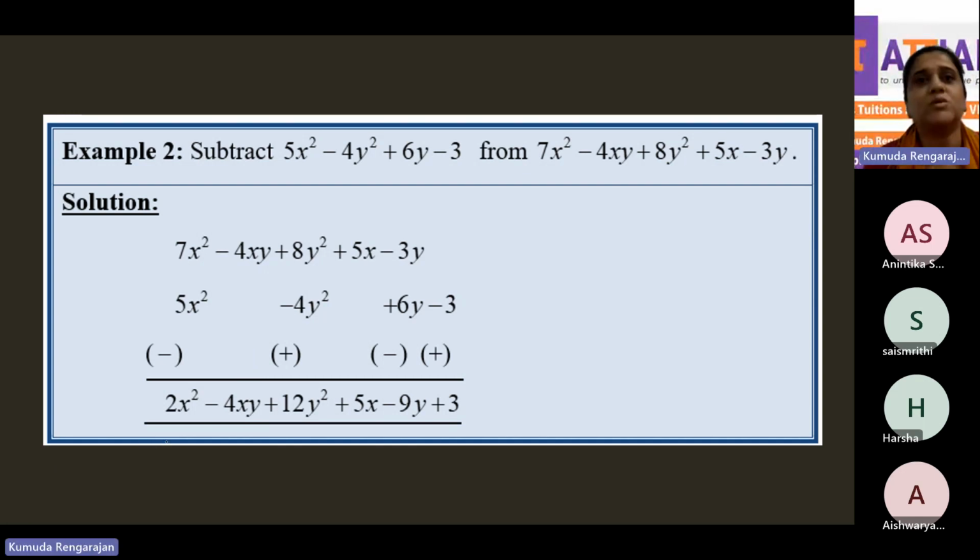All right. So this is about subtraction. Addition, you can place even 10 expressions one below the other. No changing signs anywhere. Simply do it like that. And when you add or subtract, only the numbers you're going to calculate. The literal factors will come down as it is. X square, 10 times you have x square, will come down.